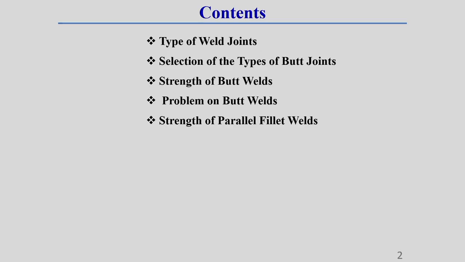So these are the contents of today's lecture. First of all I will introduce the types of weld joint. Then I will discuss how to select the type of butt joint. Then I will discuss the strength of butt joint. Then I will solve some problems on butt weld. Then I will also discuss strength calculation of parallel fillet weld, and also solve a problem on parallel fillet weld.